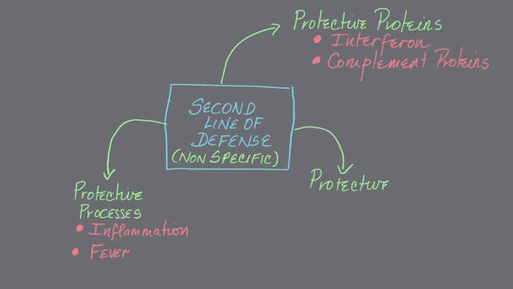We will take a look at two major protective cells at the second line of defense, and they are the natural killer cells and the phagocytes. The natural killer cell is a kind of lymphocyte, and the phagocyte is the macrophage or monocyte. Let's take a look at the protective protein called interferon. Interferon interferes with viral replication.